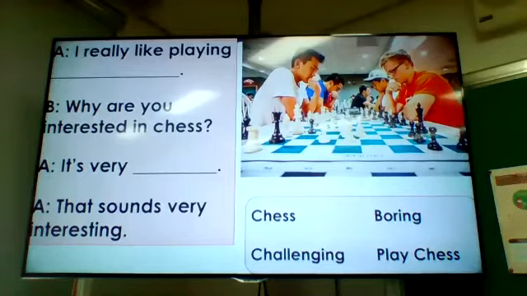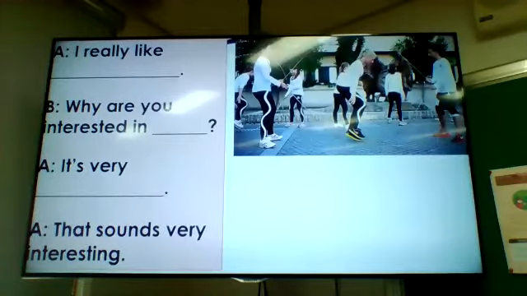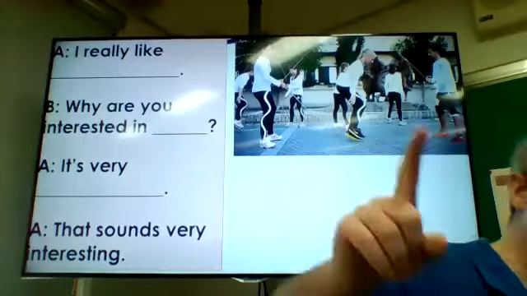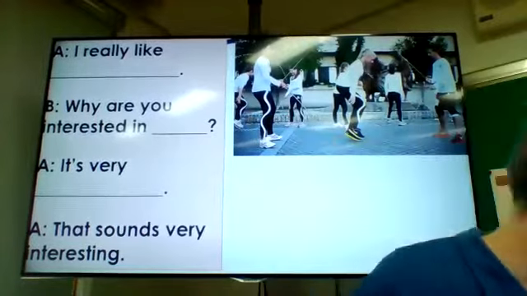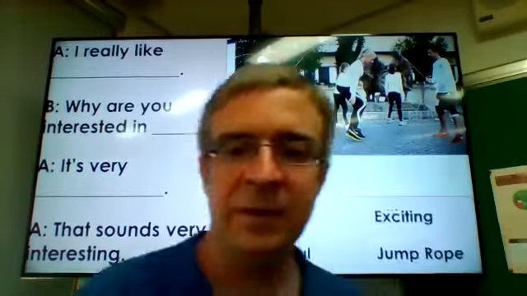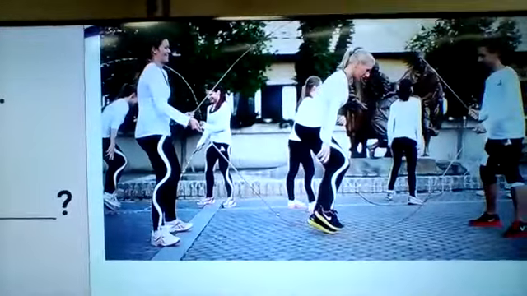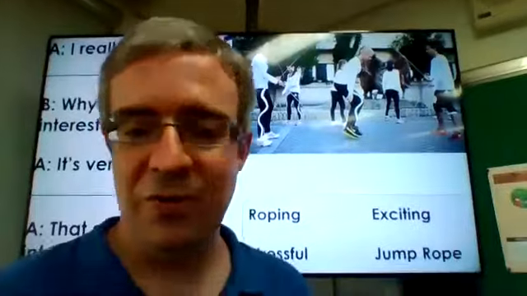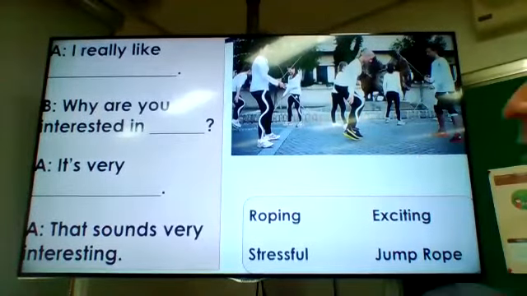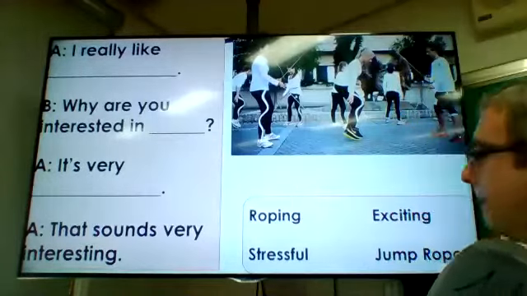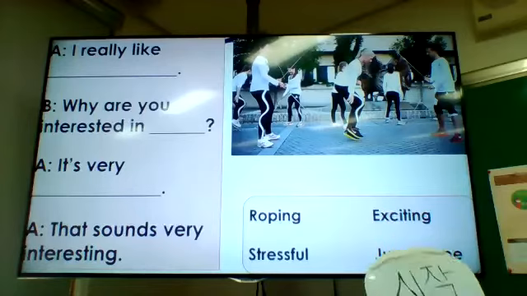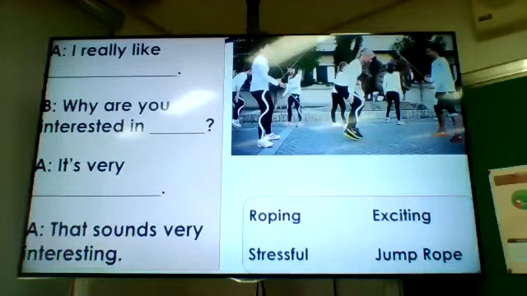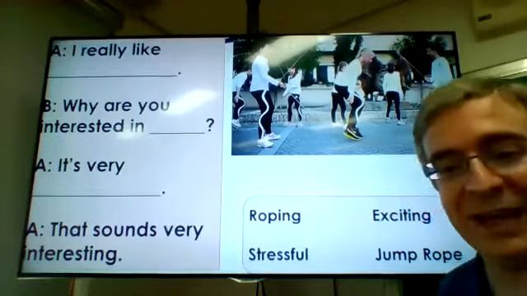Okay. Let's try another example. All right, so same thing, three blanks. Okay, and here are your choices. Here's the picture. Okay, and then here are your choices. Good. So, can you start with number one? I really like jump rope. Good, jump rope. Why are you interested in jump rope? It's very exciting. Yes, okay. That sounds very interesting.